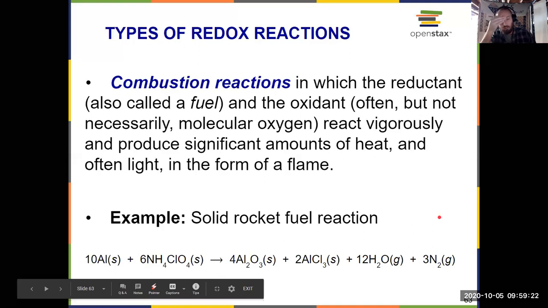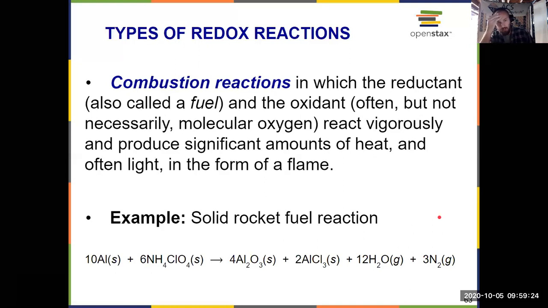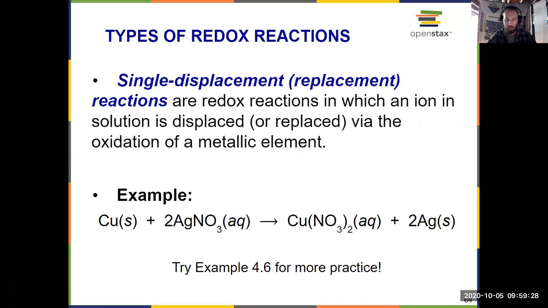Now, I won't ask you to specifically identify a combustion reaction or our next example, a single displacement reaction. These are both examples of redox reactions, but you should be able to determine the fact that they are redox. So what will I ask you? Precipitation, acid base, or redox. So you should be able to assign oxidation numbers to track that.